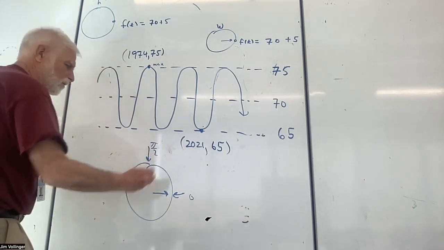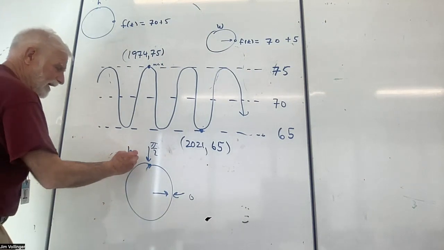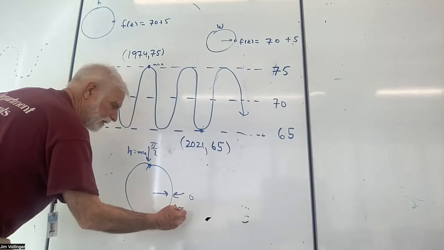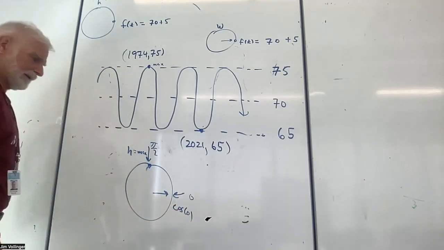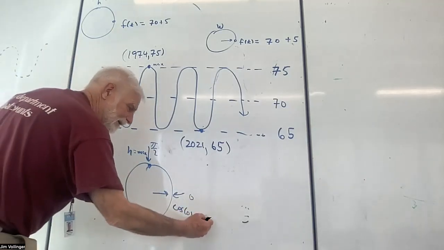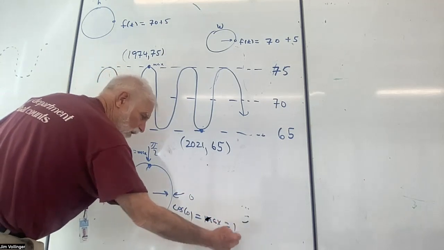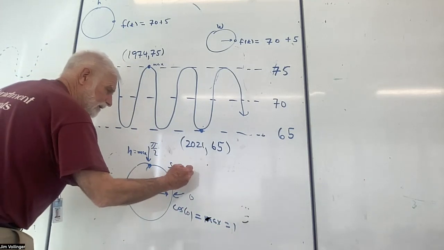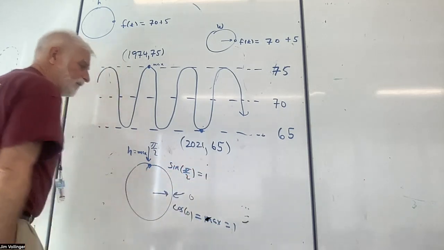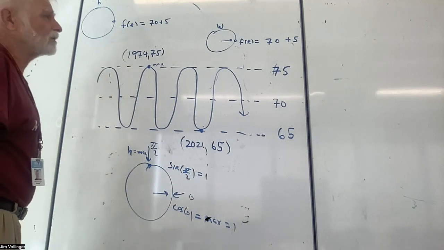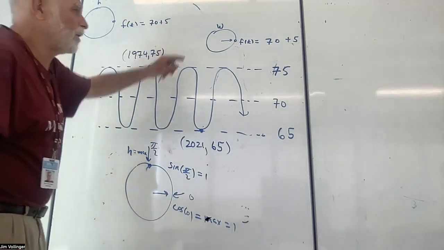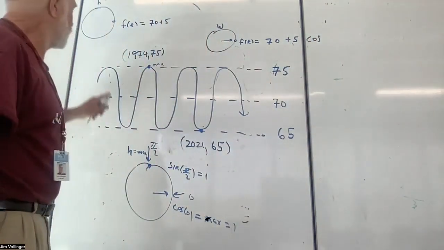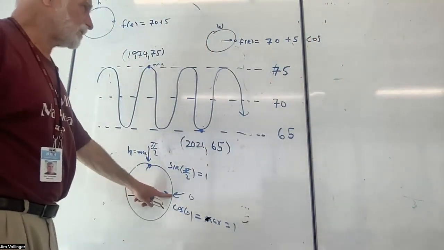Now, why pi over 2? Because that's where height is a max. This is where cosine is a max. Cosine of 0 equals 1, a max. Sine of pi over 2 equals 1, a max. So what we're going to do is write a linear function now. If we're talking about widths, we're talking about cosine, and cosine is this one here. So we're starting at 0.